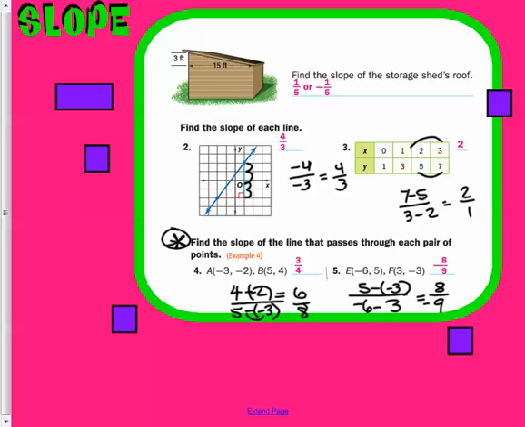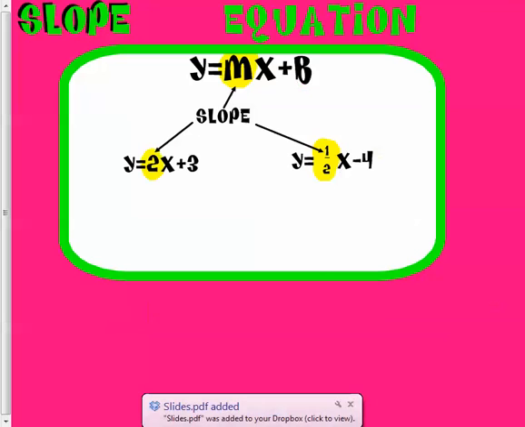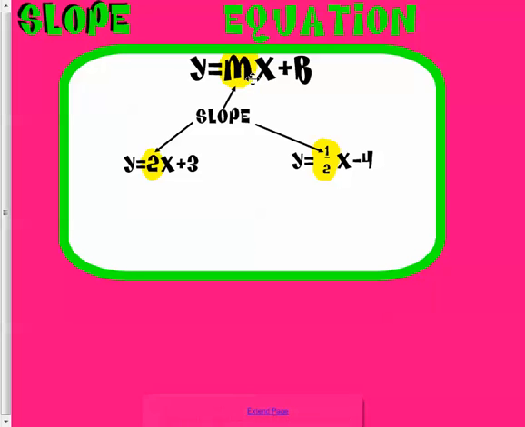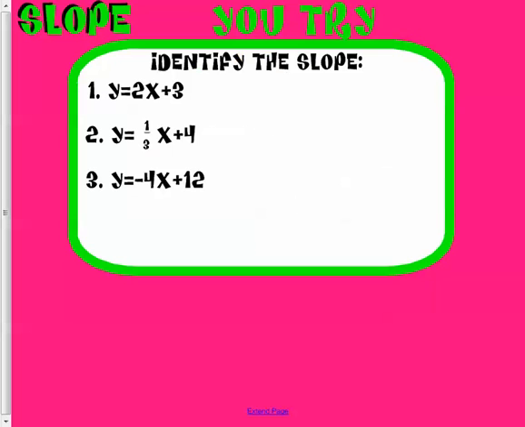So the cool thing about slope is you can find it right in an equation. For example, if I look at this equation, y equals m times x plus b, your slope is the coefficient in front of x. So in this case it's 2, and in this case it's 1/2. If the number were -2x plus 3, then it would be a -2, and if this were a -1/2 x, it would be a -1/2. So the slope can easily be found in an equation.